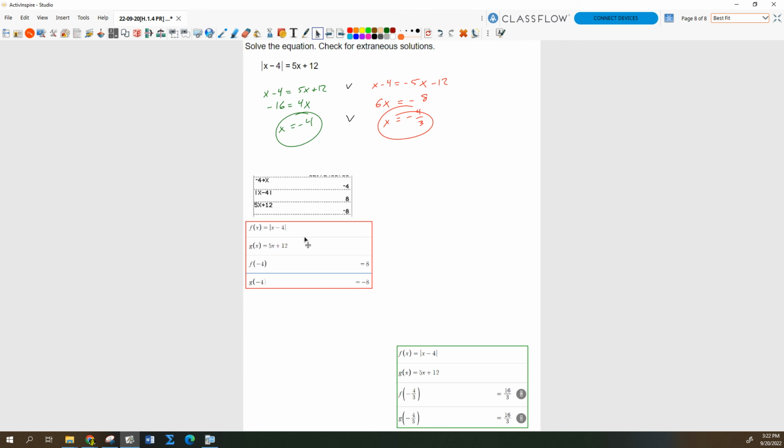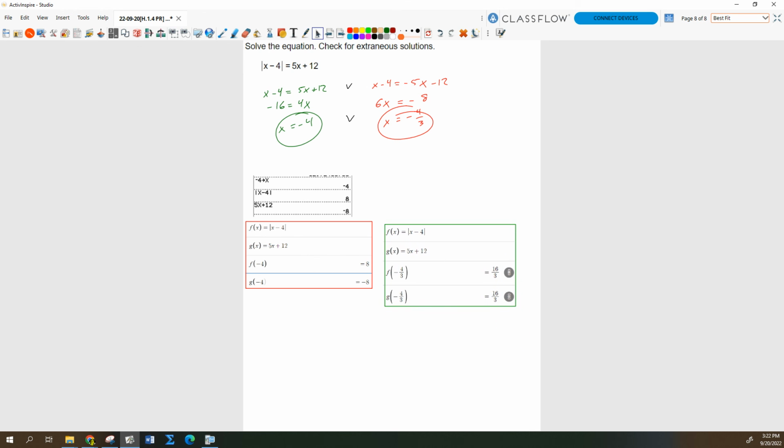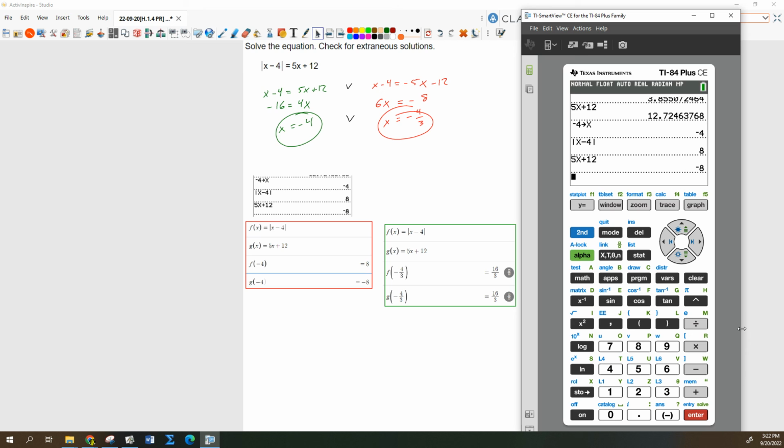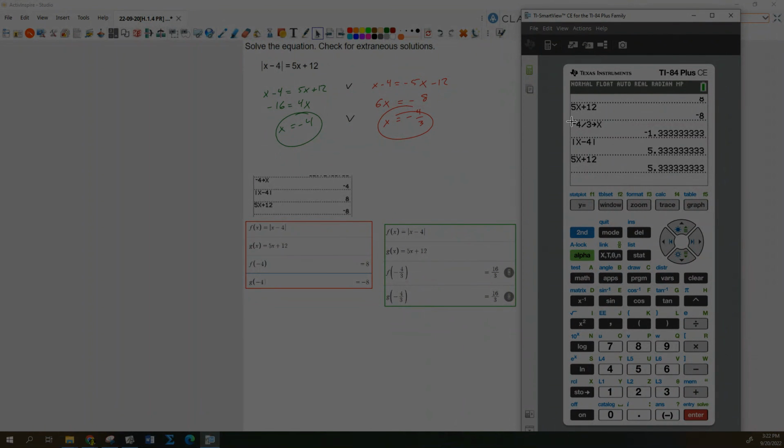Okay, so there's the TI-84 way of doing it right above the Desmos way. Now let's go back, and you tell me, what do I do to check negative 4/3? Okay, good. So I go negative 4 divided by 3, store x, enter. Now it's going to write it as a decimal always. That's okay. And then I go up and grab the left expression and hit enter. So there's the result. I go up and grab the right expression and hit enter, and I get the same thing. Okay, so that's telling me that that is a solution because it worked.